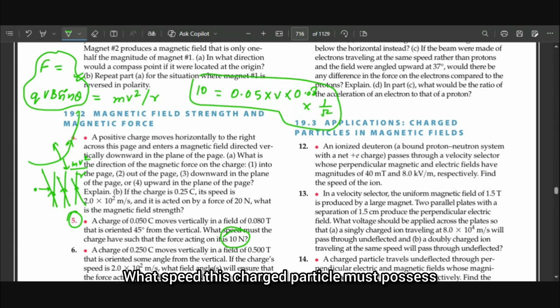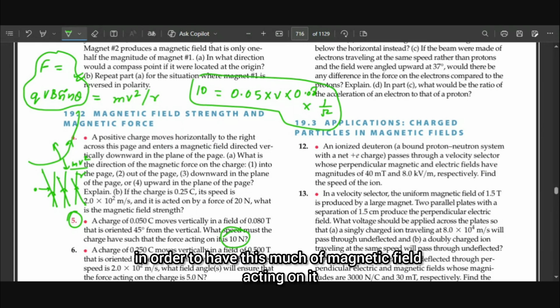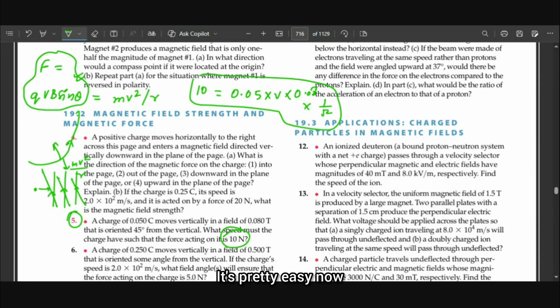What speed this charged particle must possess in order to have this much of magnetic force acting on it. Solve this equation, it's pretty easy now. You just have to substitute and solve it. Tell me the value of velocity, what you are getting.